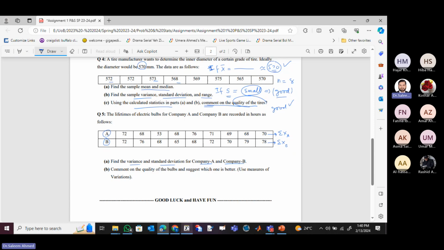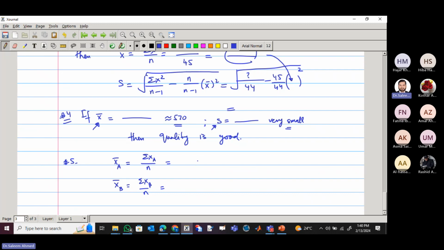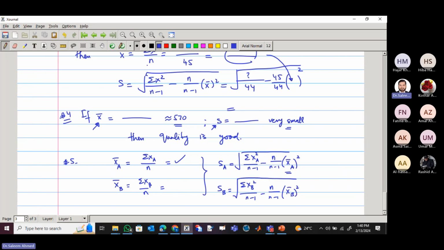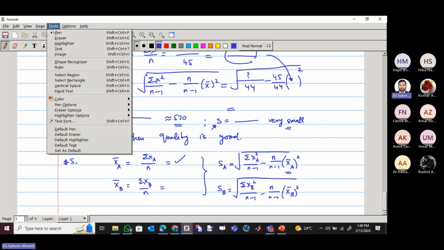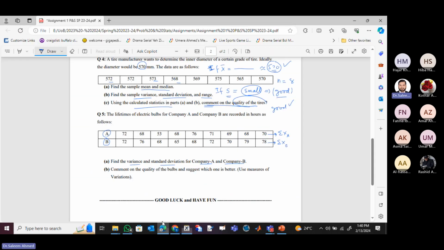And then the standard deviation. Why am I calculating this? Because I need these two for the standard deviations. So S A will be the sum of x A square divided by n minus 1, minus n over n minus 1 times x bar A square. That's why I calculated x bar, because I need it here. Similarly, I will calculate S B: the sum of x B square divided by n minus 1, minus n over n minus 1 times x bar B square. So you calculate that.